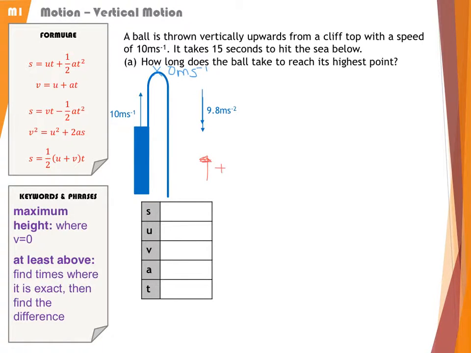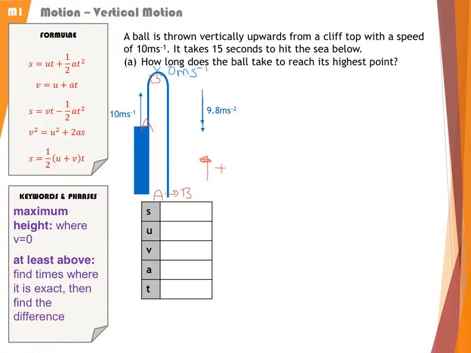Okay, I want to find how long the ball takes to reach its highest point. That's up here, starting from here. Okay, so I'm going to put on my coordinates. I might put A there and B there. So I'm actually stating what points I'm going from and to. And then above my Suvat table, I can say I'm going from A to B.